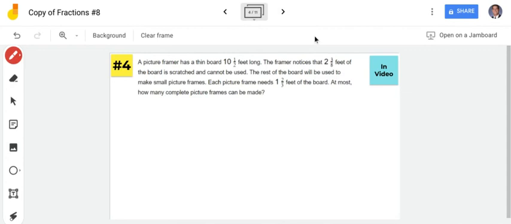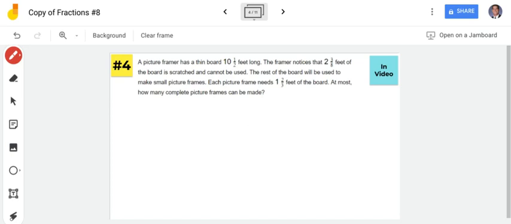Number 4, a picture framer has a thin board 10.5 feet long. The framer notices that 2 3/8 feet of the board is scratched and cannot be used. The rest of the board will be used to make small picture frames. Each picture frame needs 1 2/3 feet of the board. At most, how many complete picture frames can be made?